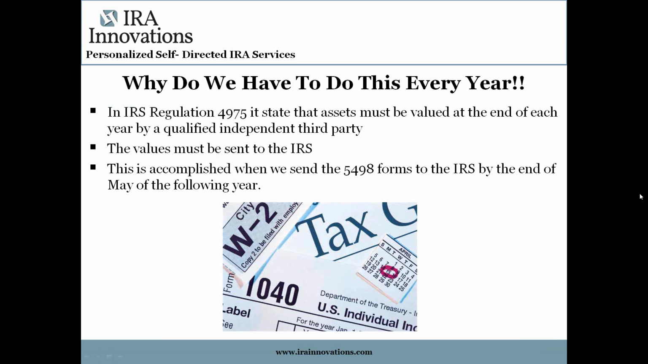So the values are sent to the IRS, and this is accomplished by a form we send. It's the 5498, and it is sent to the IRS by May of the following year. So the assets are valued as of 12/31, and then by the end of May, we have to report those values to the IRS on 5498, and a copy of that form is also sent to you by the end of May, so you can see what we report and what's in the accounts. The people that actually see it are us and the IRS, and that's pretty much all that this information is given to, for the reasons that I mentioned.